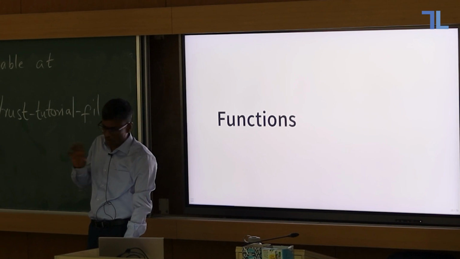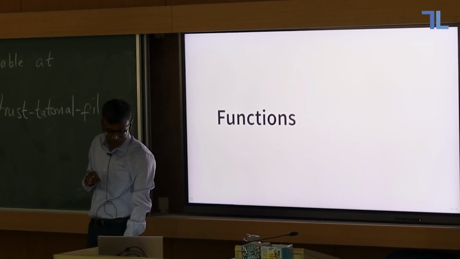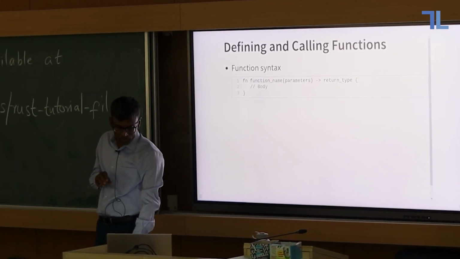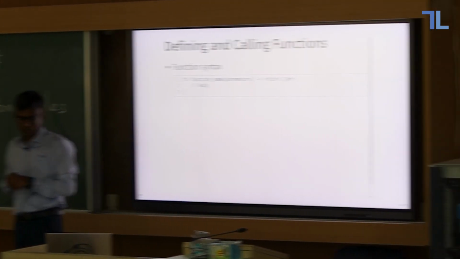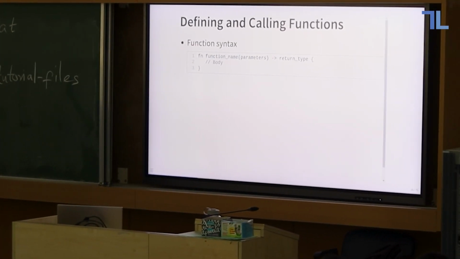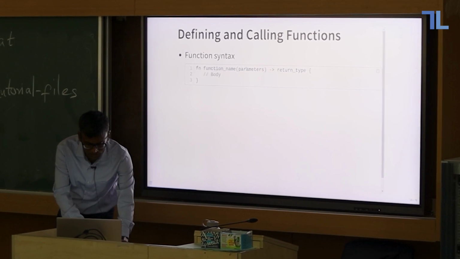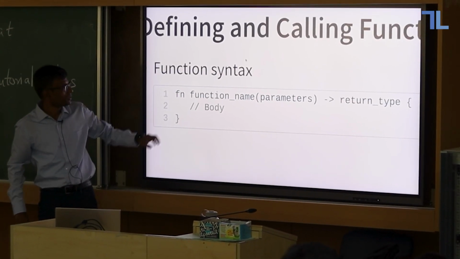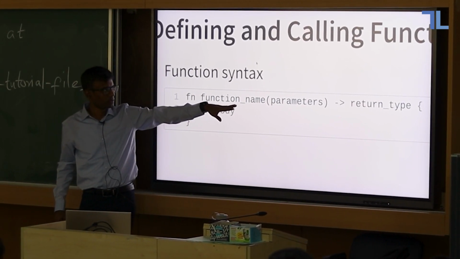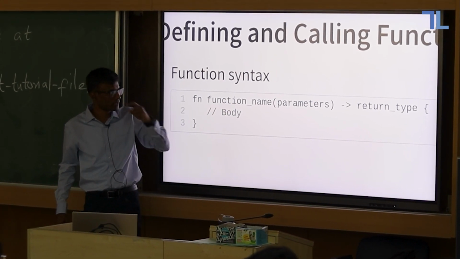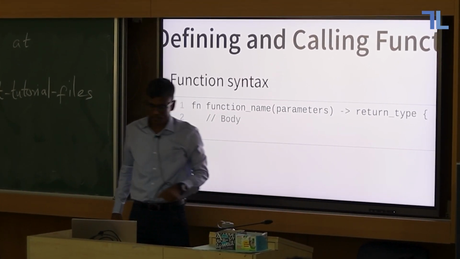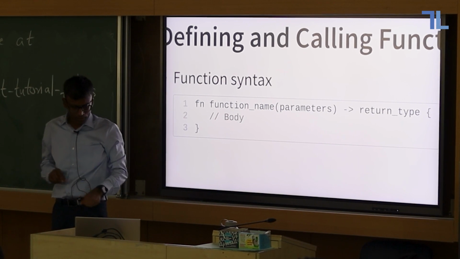So let's look at functions. We looked at variables and some data types. Let's look at functions. What is the syntax? We already saw the function syntax for main. You have a function name, you specify the parameters, and then there is a dash followed by a greater than symbol, an arrow, and then the return type.